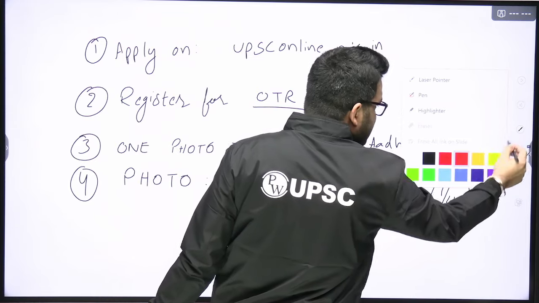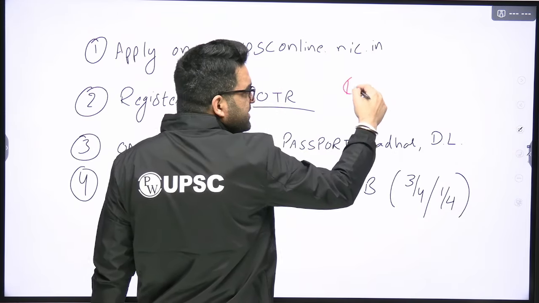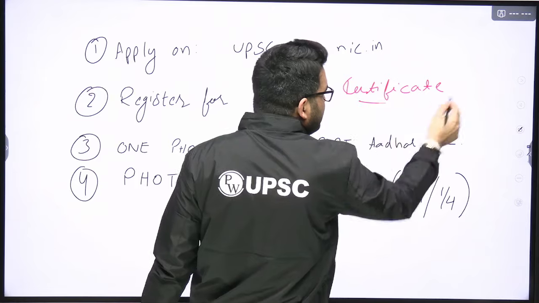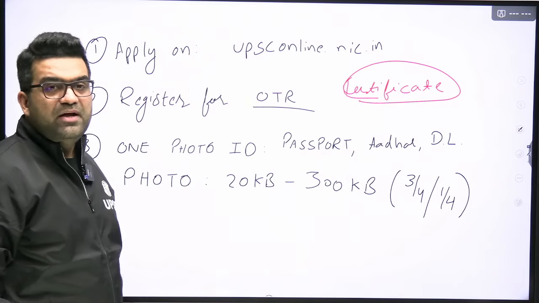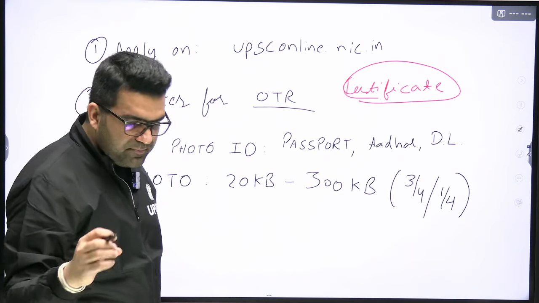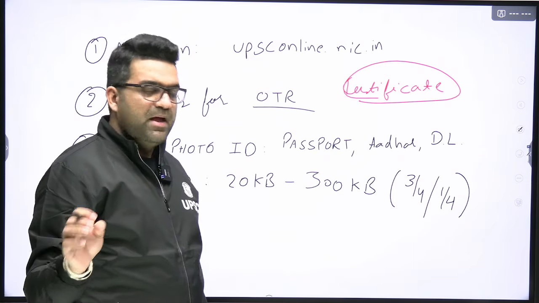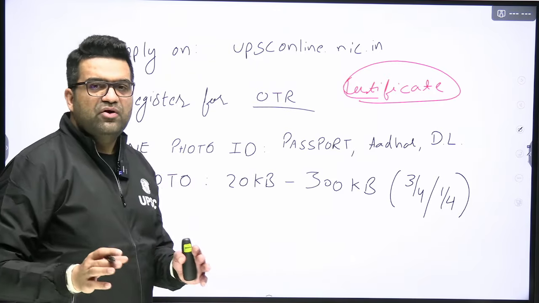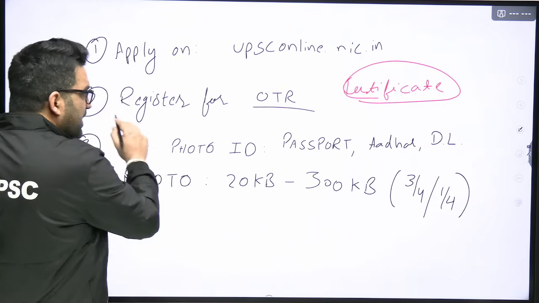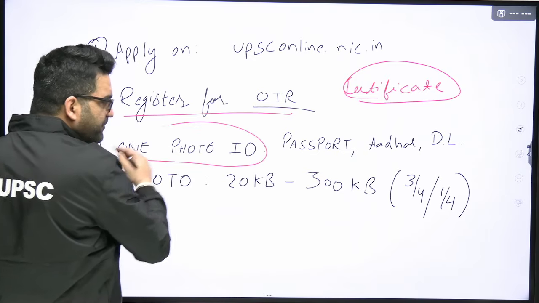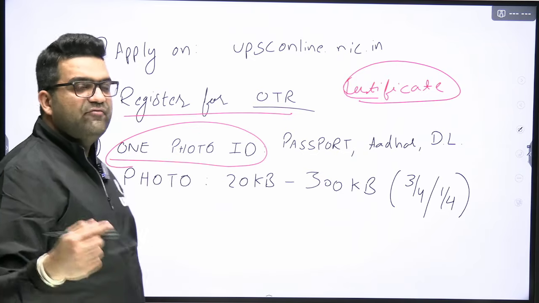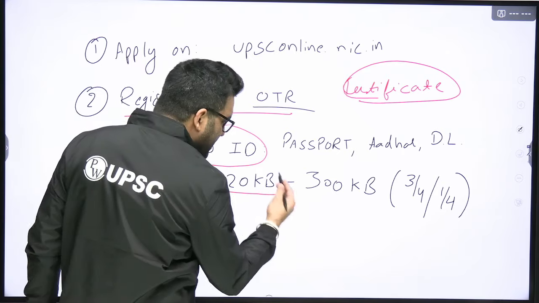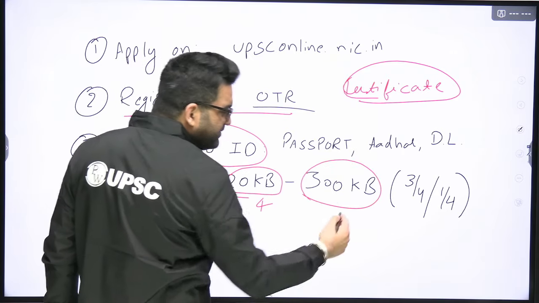All right, please bear in mind, have all your certificates ready in the required KB size format, so that when you are filling up the form, you are not in a hurry or in panic mode. So go through the detailed notification yourself, as I said, with a pen or highlighter in your hand. Register for one-time registration. One photo ID proof, you should keep that handy and that will be used for uploading also, right, at a later stage. Photo size should not be less than 20 KB and it should not be more than 300 KB.